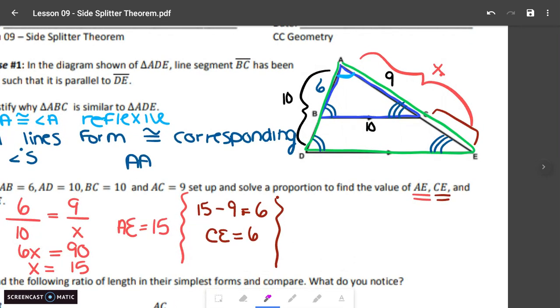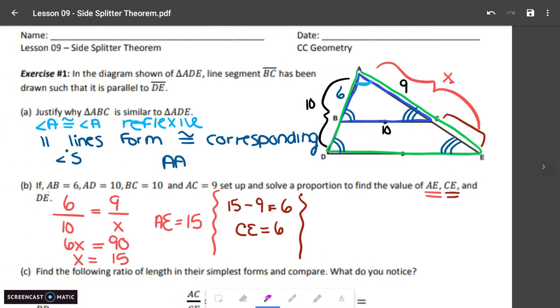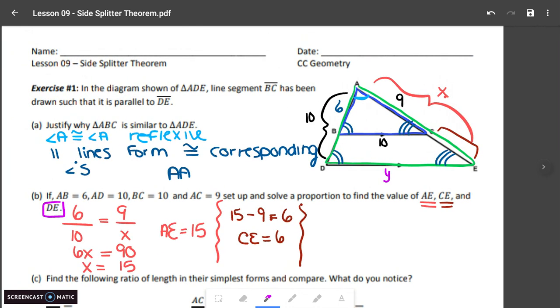One missing piece for us is DE. So I'm going to call it Y just so I have a new letter. If we used X, as long as we're being careful, it's just fine. But I'm going to still use the 6 and the 10 from our original proportion, which is okay. 6 went with the smaller triangle, just like 10 is with the smaller triangle here. And the larger triangle is mapped onto DE, so that's going to be where Y is.